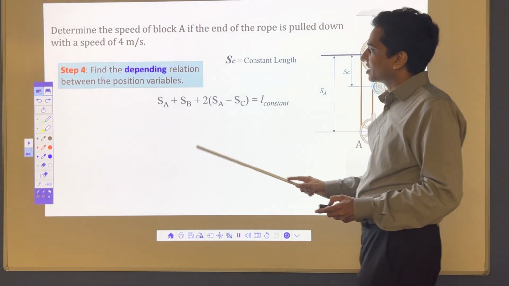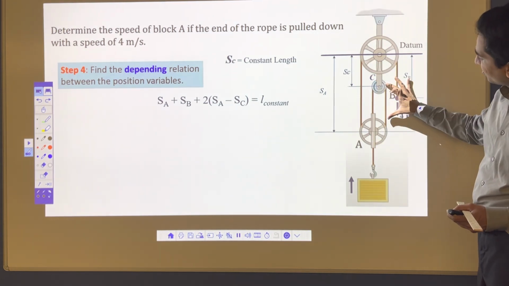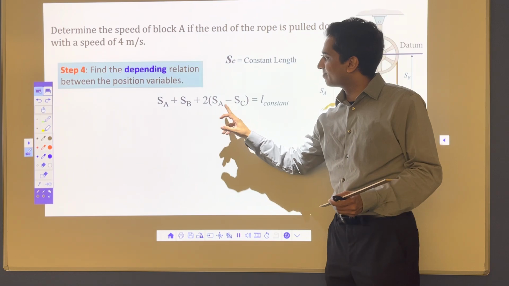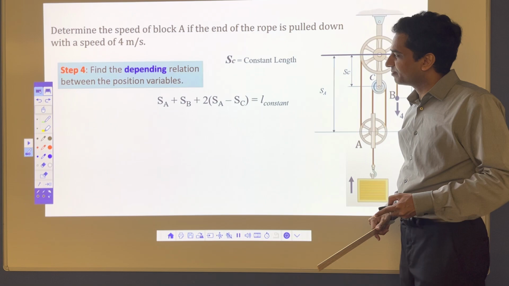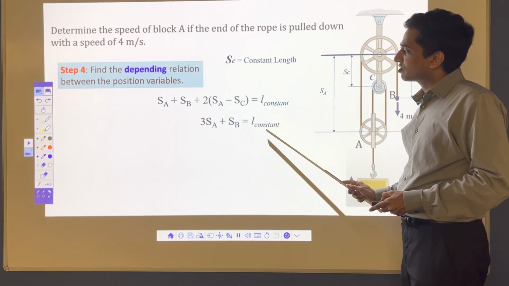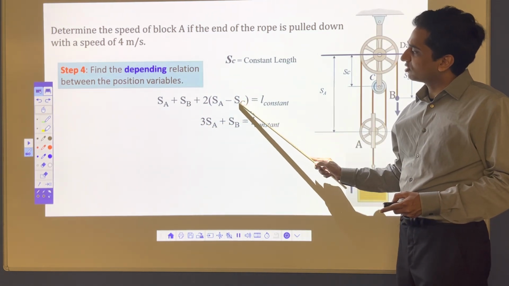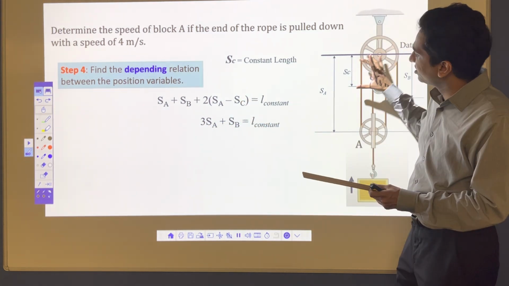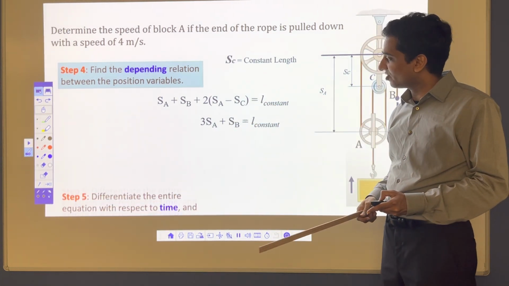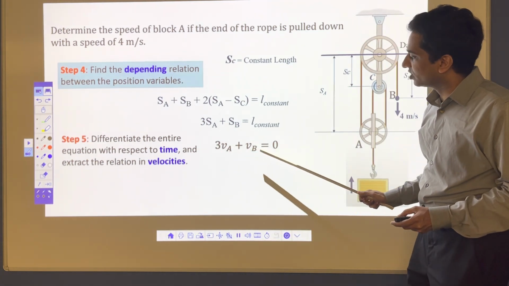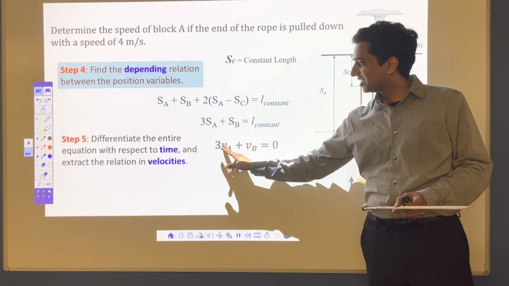So I'm going to write that equation down. SA, this length, plus SB, plus this length and this length, they are the same. So 2 times (SA minus SC), L constant. You write that down. If you get this equation right, the problem is easy. 3 SA plus SB is L constant. So that's SA plus 2 SA, 3 SA. SB, and SC is constant, so I'm going to take that SC here. That's the equation. I'm going to differentiate this equation with time, and if I do that, I will get 3VA plus VB is equal to 0. That's the relationship. So all I have to do is put 4 here and then calculate VA.